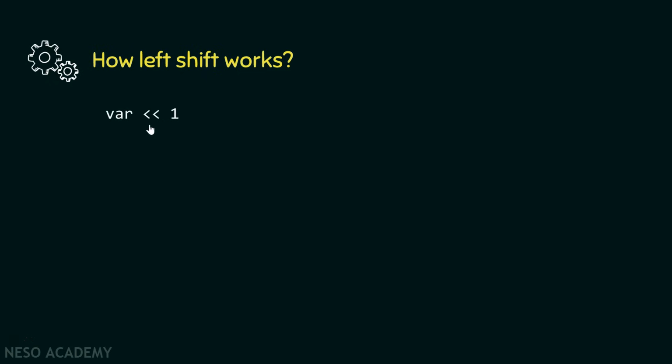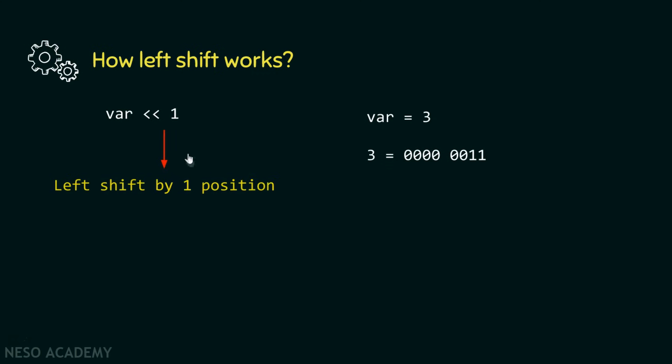This is the left operand of this left shift operator and this is the right operand. The value of the variable is 3 and the binary representation of this value is 00000011. Now what will we do? We know the right operand is the one which decides the number of places to shift the bits towards the left. Here the value is 1. Therefore, it will left shift the bits of this number by one position, right? So what would be the result?